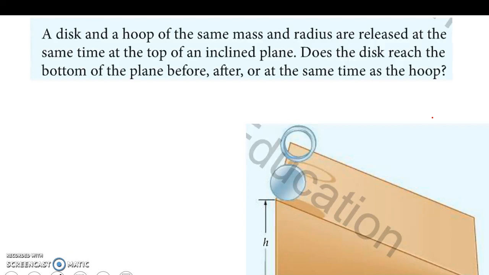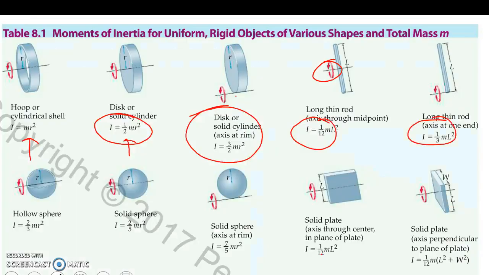So we have 2 objects. We have a disc and a hoop. Okay, so this is our hoop, and this is our disc at the top of an inclined plane, and we're releasing them both at the same time. Which one reaches the bottom of the plane, or does the disc reach the bottom of the plane before or after or at the same time as the hoop? So disc and hoop. Here's our hoop. Here's our disc. Okay, so we're looking at the moment of inertia, the I here.